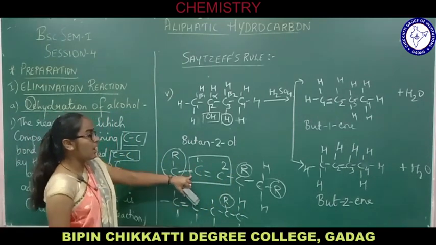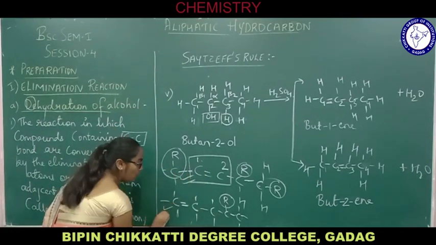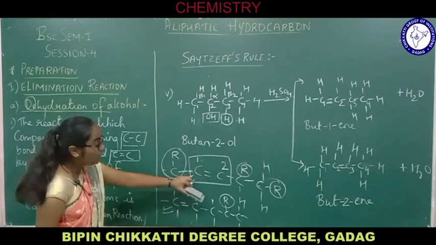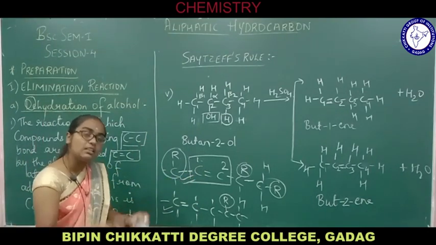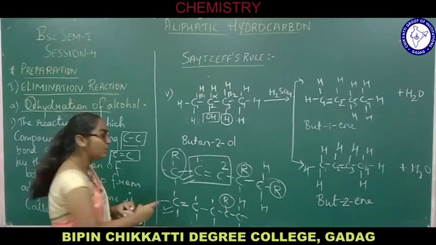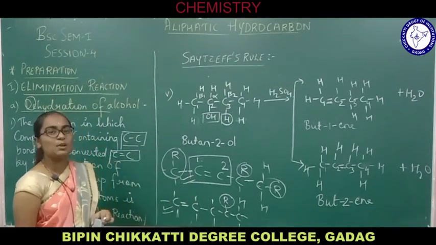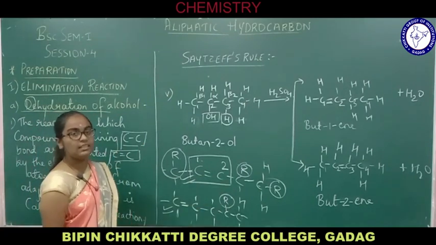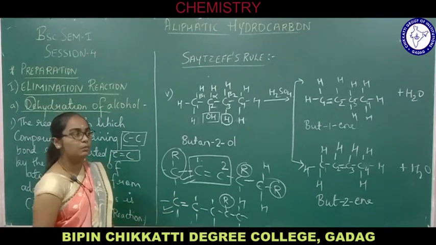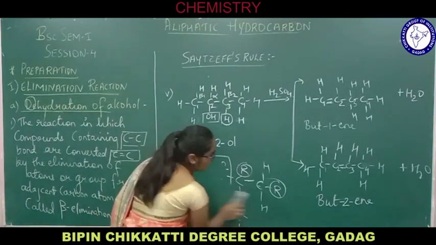In the first product, if three alkyl groups are there, and in the second product only one alkyl group is there, the first product is considered to be the major product, because the greater the number of alkyl groups present on the carbon-carbon double bond, that product is considered to be the major product. Now in the second product, only one alkyl group is present, which means it is considered to be the minor product. So let's understand from that point of view, and you will understand more precisely.